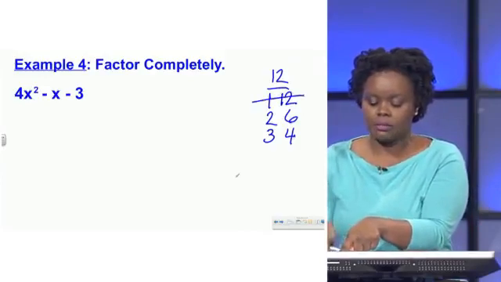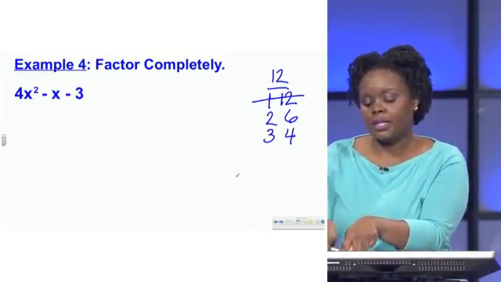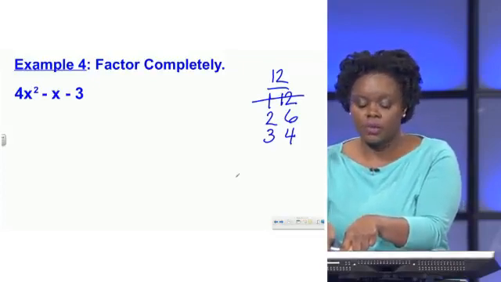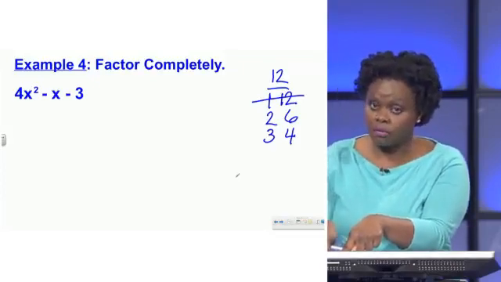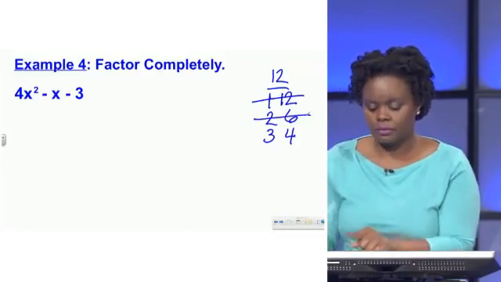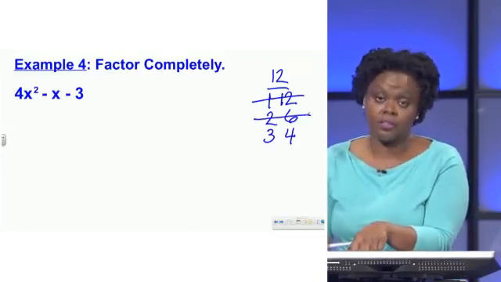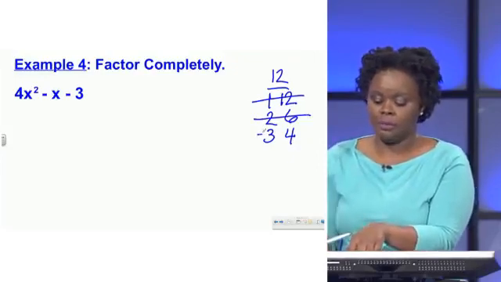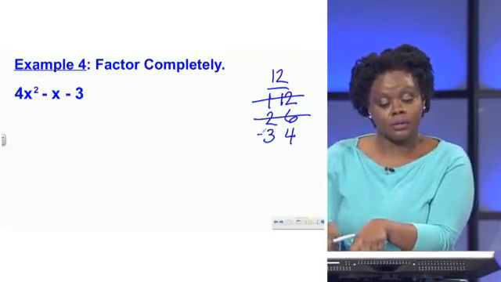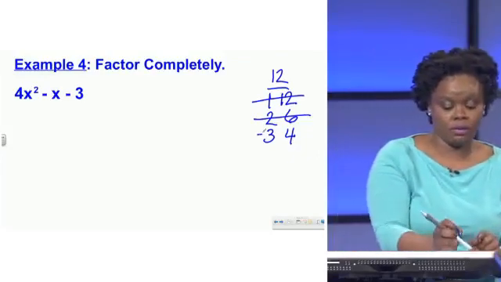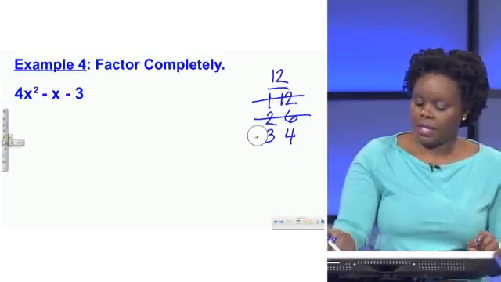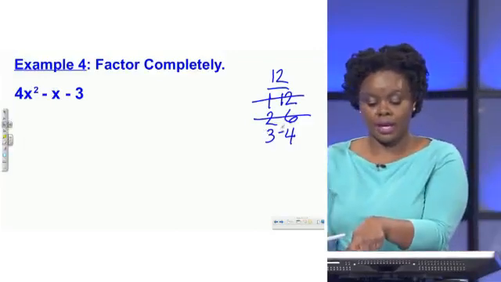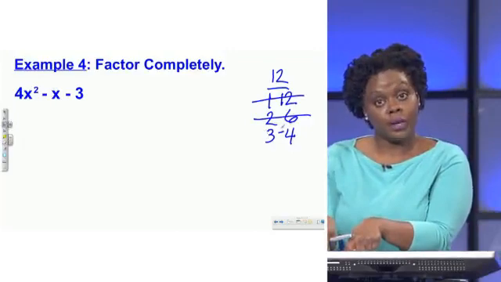2 and 6, well, if the 2 were negative, it'd be negative 2 plus 6, and that's 4. If the 6 were negative, then it'd be a negative 4, so that's not it. So it has to be this last pair. I just have to figure out which one of those numbers needs the negative. All right, if it's a negative 3 plus 4, it's a positive 1, and I needed a negative 1, so that means that it's the 4 that's negative. 3 plus negative 4 will give me negative 1.